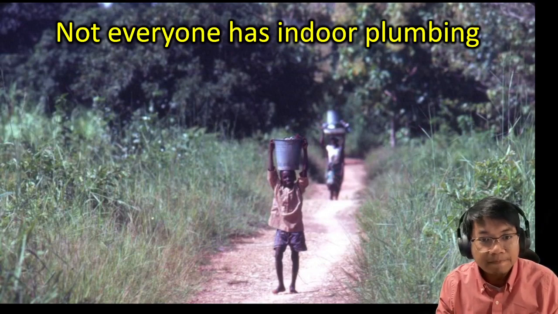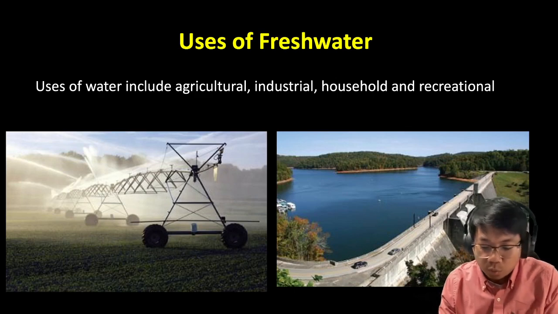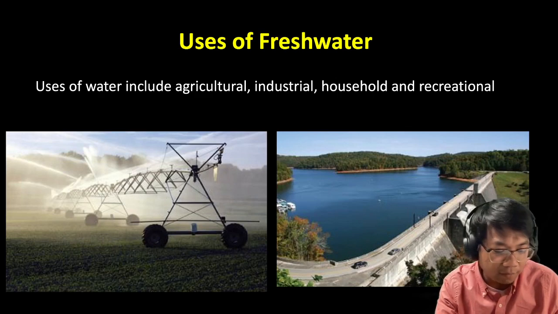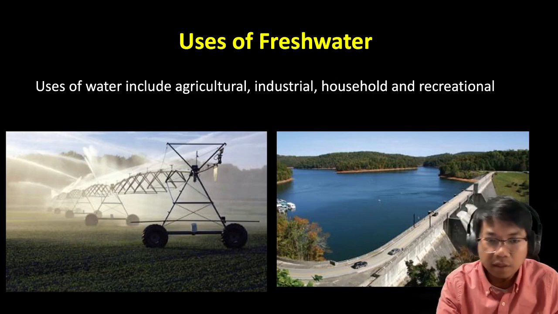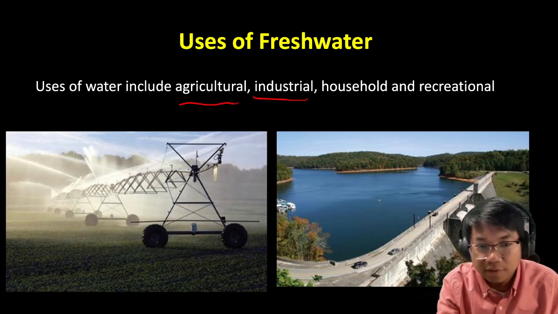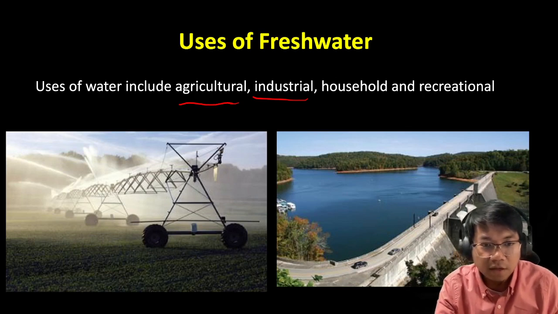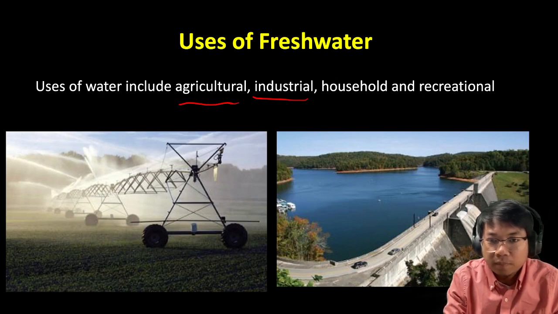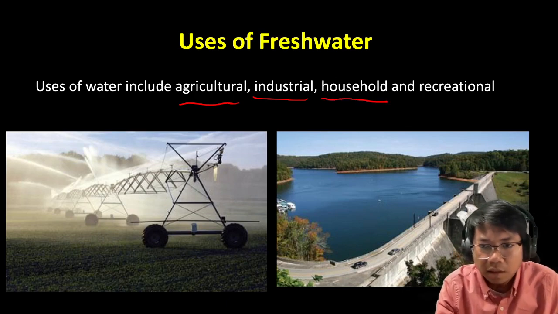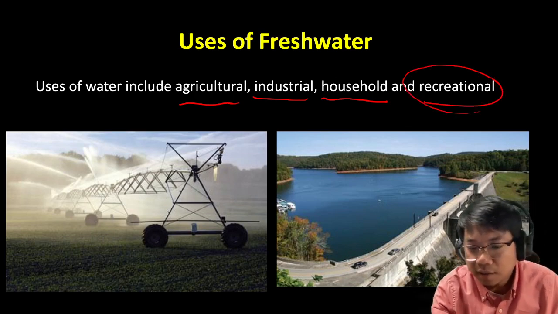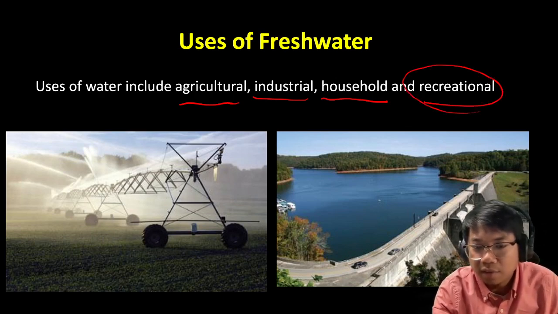Now, why do humans need water? Well, obviously, we know that humans need water for many things. For example, just to mention a few, we have agricultural activities and industrial activities. These are the things that need lots of fresh water. Then household needs, as well as recreational activities. So these are some activities that require fresh water.